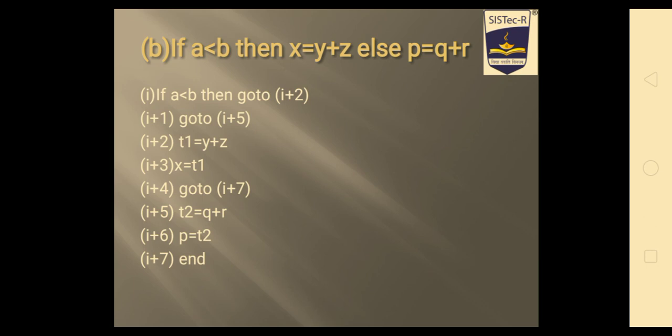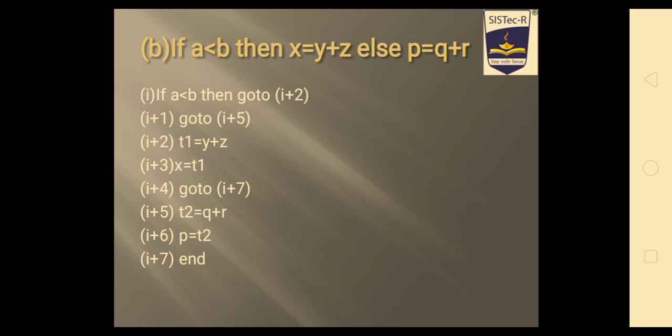Next statement is if a less than b, then x equals y plus z, else p equals q plus r. So there are two options, if and else. If a less than b, then x equals y plus z will be executed, or if this condition is not satisfied, then p equals q plus r will be executed. So let's start with indexing I. If a less than b, then go to I plus 2. This is a label jump. Next, I plus 1 equals go to I plus 5. It means when a less than b is not satisfied.